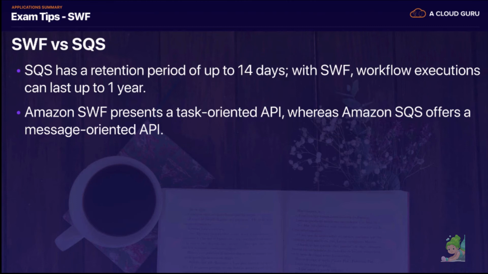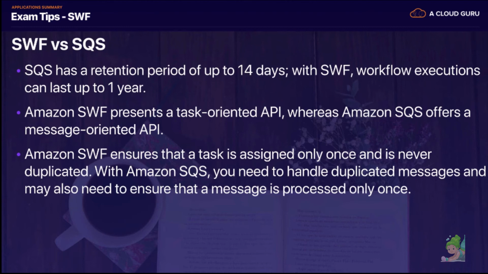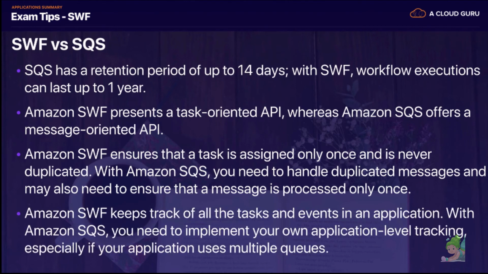So if you've got scenario-based questions talking about a task-based structure, and maybe it's got human workers, for example, then you want Simple Workflow. If you're talking about a message-based system, then you're going to go after SQS. SWF ensures that a task is assigned only once and is never duplicated. With SQS, you need to handle duplicated messages if you're using the standard one, if you're not using FIFO, and you may also need to ensure that a message is processed only once. And then SWF keeps track of all tasks and events in an application. With SQS, you need to implement your own application level tracking, especially if your application has multiple queues.